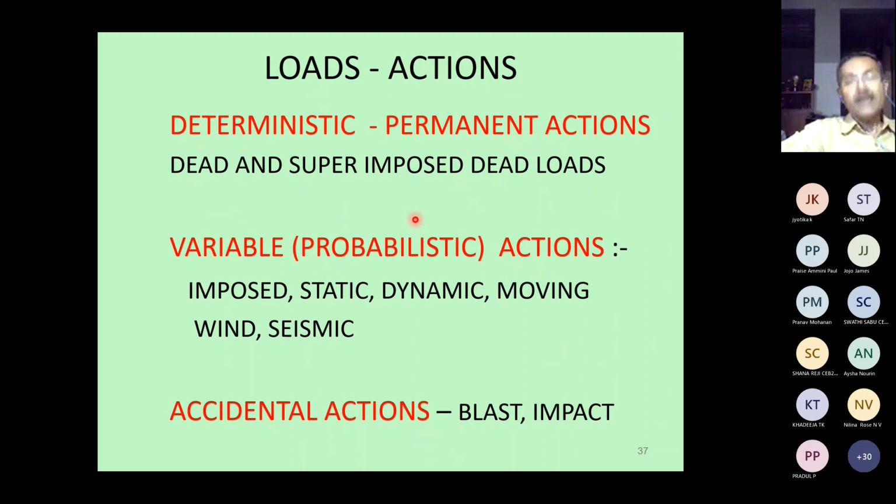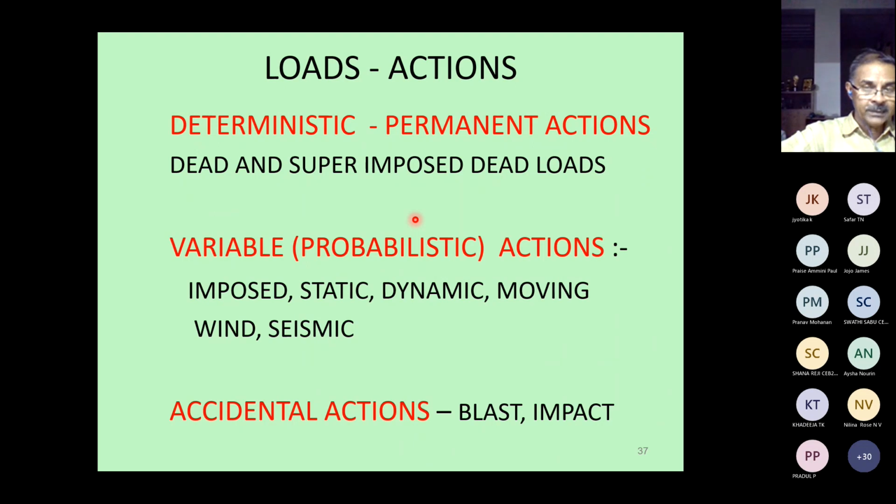The loads or the actions are again classified further into deterministic loads, where you can say more or less precisely the magnitude of the load. They are permanent actions like dead loads and superimposed dead loads. Superimposed dead load is nothing other than the materials that are added to the structure whose self-weight will act. I'll give you an example: a flooring, a floor tile. We add a floor tile, we add certain screed below the floor tile. So that is a superimposed dead load. It is not the self-weight of the structure, which is the dead load. The self-weight of the flooring will go into the superimposed dead load.